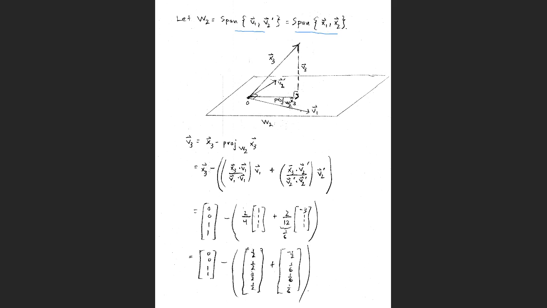The reason we use the V2 prime is because the vector V2 had fractions in it. And I wanted to pick a multiple of that vector V2. So I went 4 times V2 to get V2 prime. Good question.